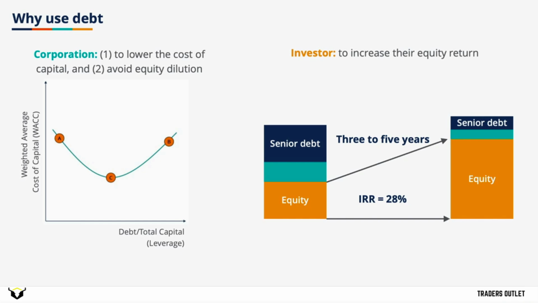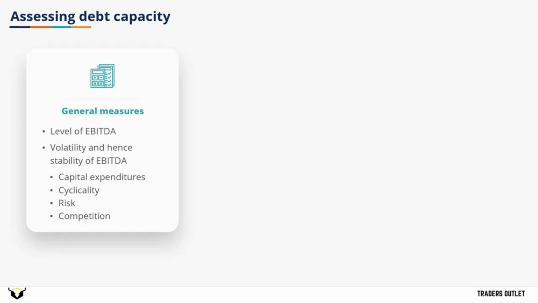So that's why an investor would borrow money. Just as you would use a mortgage on your home, private equity firms use debt to increase their equity returns. Assessing debt capacity. Once we know why it makes sense for a company to take on some debt, we have to figure out how much debt it makes sense for the company to take on.